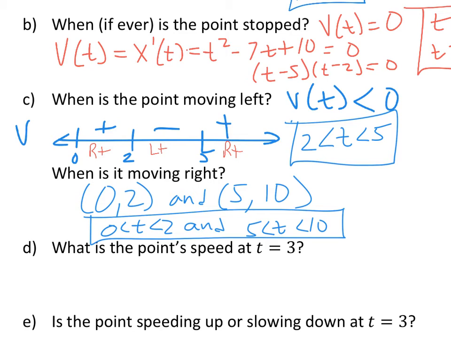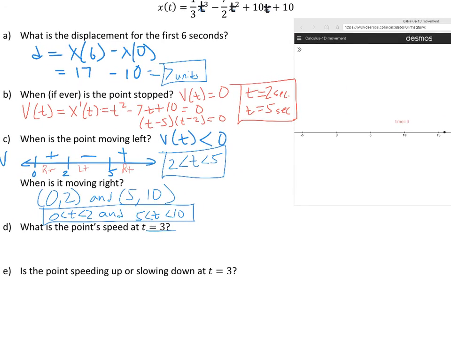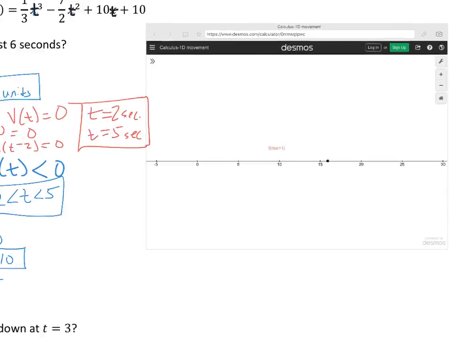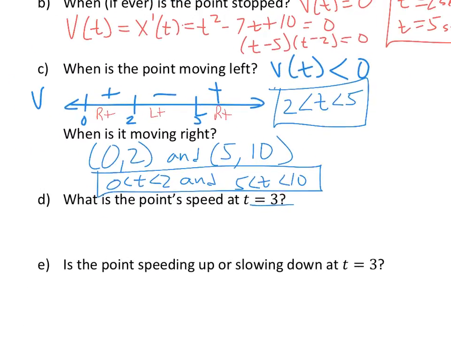All right, well, what is the point speed now at 3? Speed, remember, is the absolute value of velocity. Okay, now actually let's go look at this here. And let's see if this is, according to this, backing up a bit, is moving right, left, right. Is that what our graphic is showing us? Our little picture is moving right, then left, then right again. Yep, that looks good.